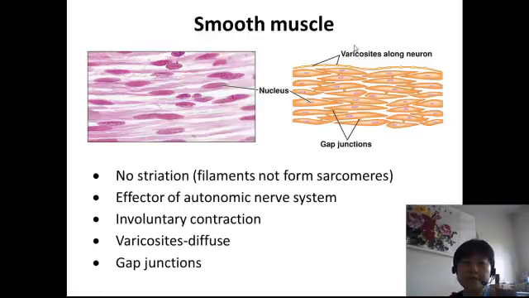It produces neurotransmitter, which then diffuses through to multiple cells in the smooth muscle. And the way that smooth muscle cells are connected with each other is called a gap junction. So this gap junction is linking the different smooth muscle cells.